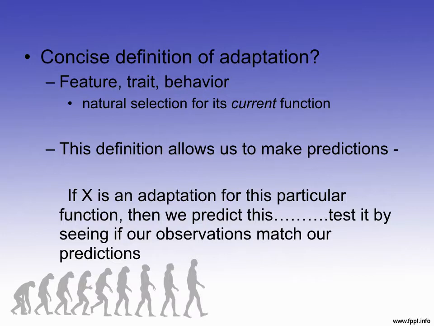So, what is an adaptation? What's the concise definition of an adaptation? It's a feature, a trait, or a behavior that has been selected for its current function. It increases reproductive success through its current function and was selected for its current function.